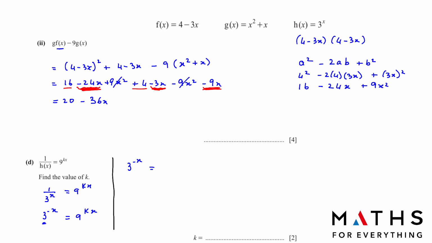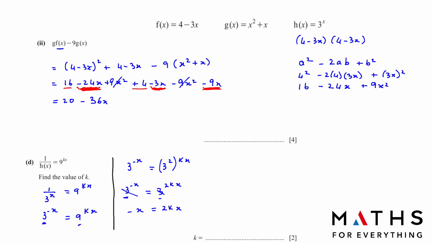I got the base 3 here and 9 here. 9 can be written as 3 to the power of 2, and there is kx on the top. So 3 to the power of negative x is equal to 3 to the power of 2kx. Because the base is the same now, 3 and 3 get cancelled. I can write it as negative x is equal to 2kx.